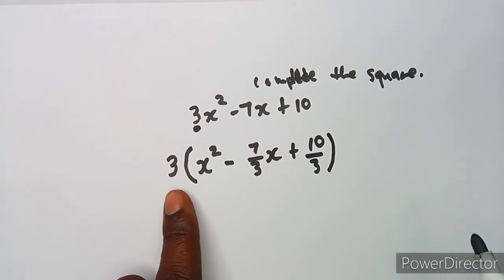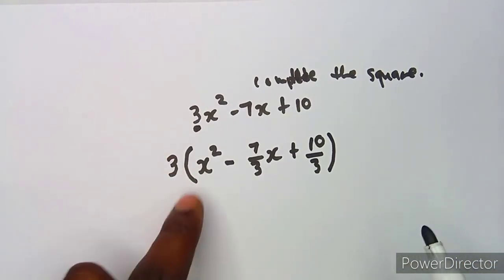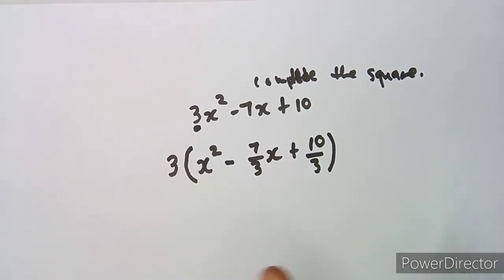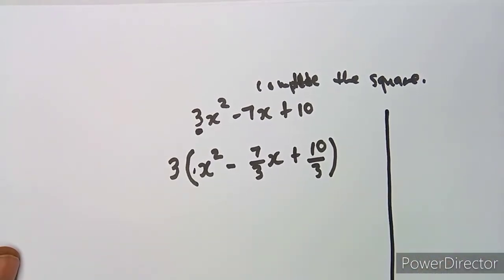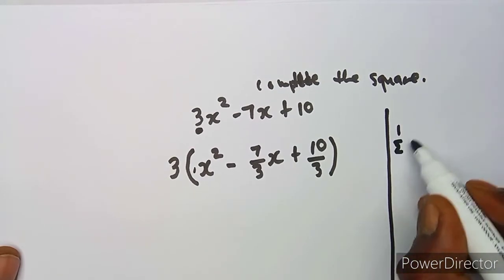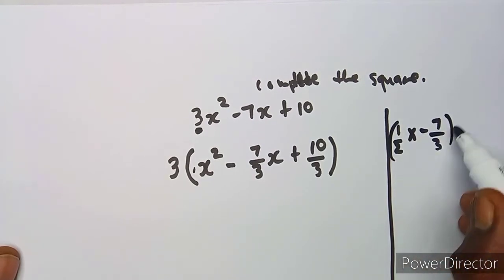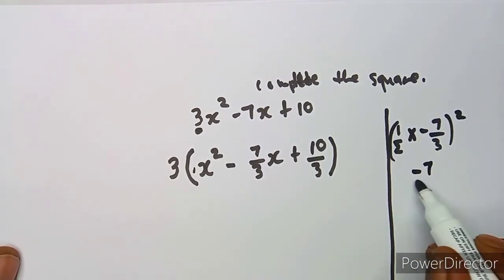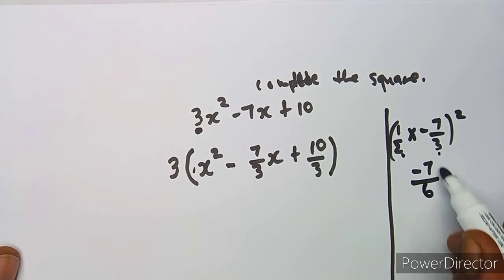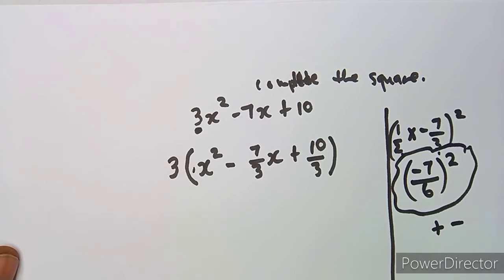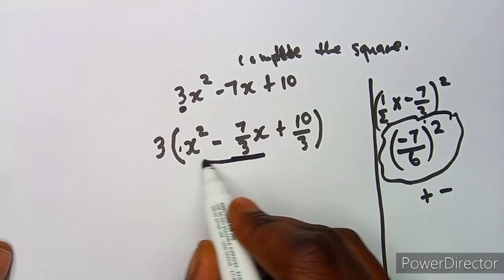The only difference is that you are not cancelling by 3. You are just leaving the 3 there, but you are actually dividing. That is how you factorize. So at this stage, the coefficient of x squared is now 1. So I have to apply those normal procedures. Half the coefficient of x, which is minus 7 over 3. Then I have to square this. So it's going to be minus 7 over 2 times 3, which is 6, squared. This is the square that I'm going to add, then also subtract.